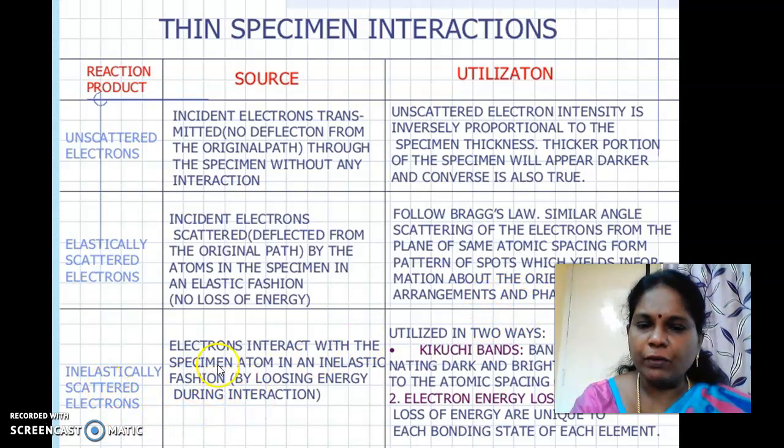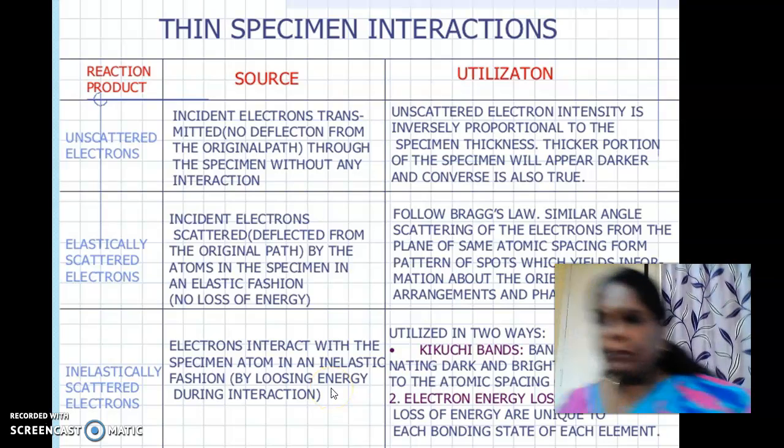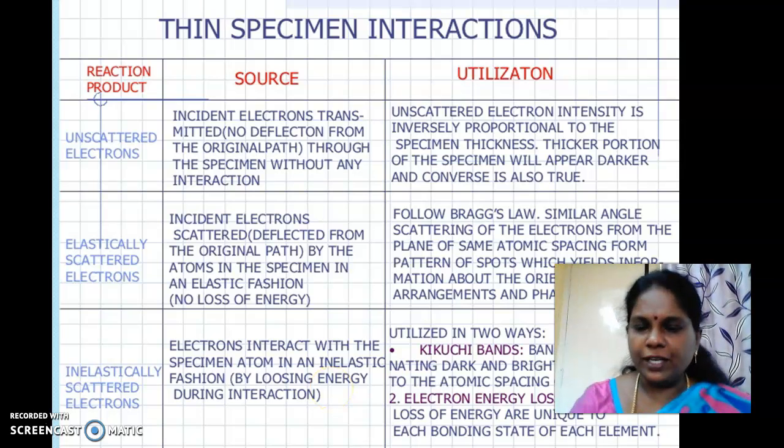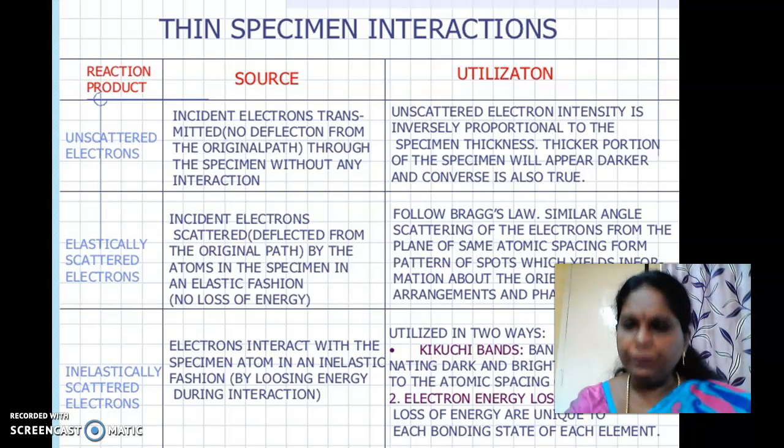Inelastically scattered electrons lose energy during the scattering process, and this loss of energy is characteristic of the bonding state of each element. So it is used in electron energy loss spectroscopy, and it also forms Kikuchi bands, which are alternating dark and bright lines relating to the atomic spacing of the specimen. So from these three we can extract information about the specimen.